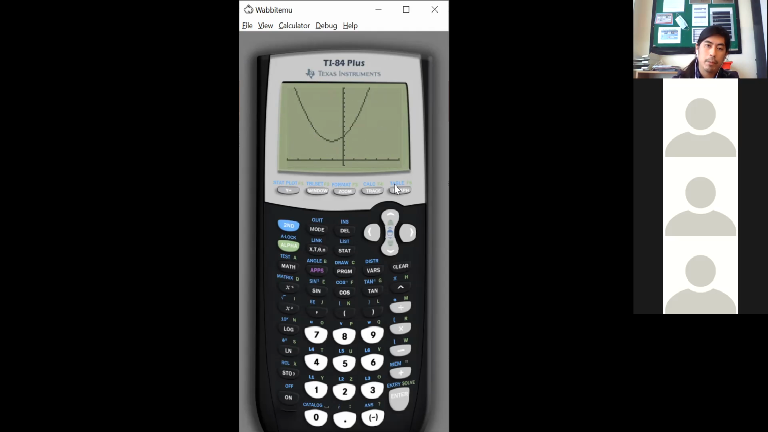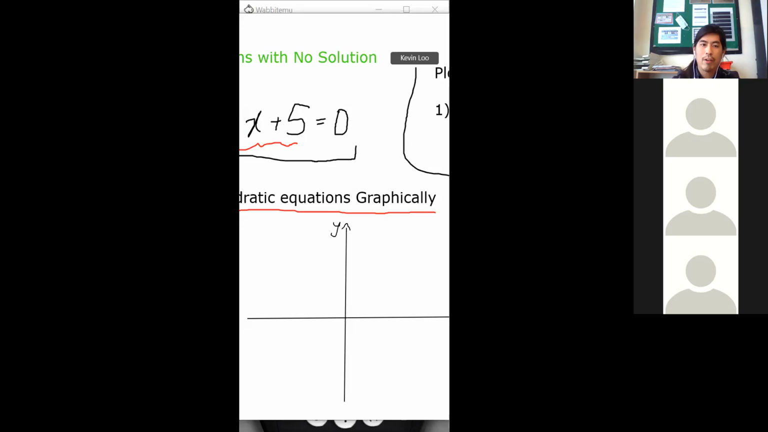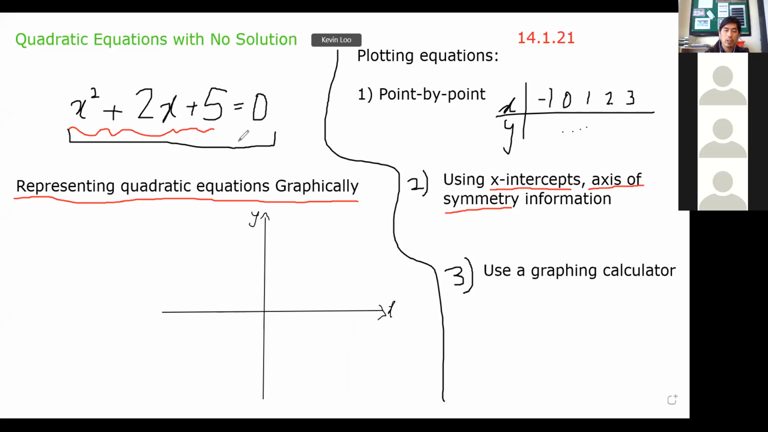Why? Because what we're doing is graphing y equals x squared plus 2x plus 5. So this is basically the graph, right? We're asking, is there anywhere on this graph, on this equation, where x could make the function 0? It could make the whole equation 0.